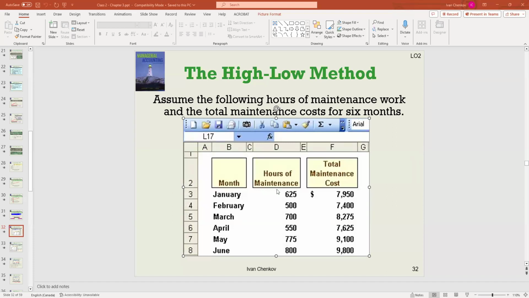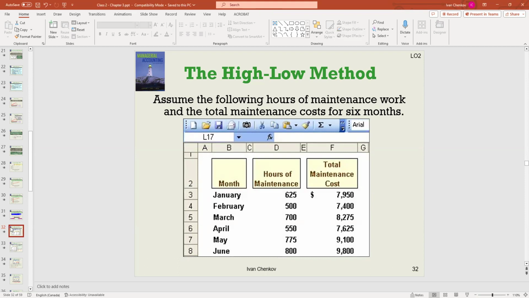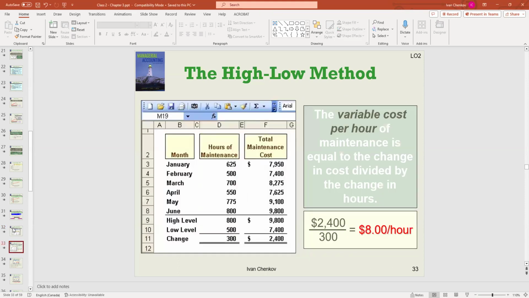Again, you have this chart with the high-low. Next thing that you have to do is to identify which one is the highest point, which one is the lowest point. Highest point is the month of June with cost 9,800. Lowest point is the month of February with $7,400. Don't forget, we're chasing the highest and lowest point of the usage, not of the cost. And based on the usage, we're using the cost for that month, for that usage.